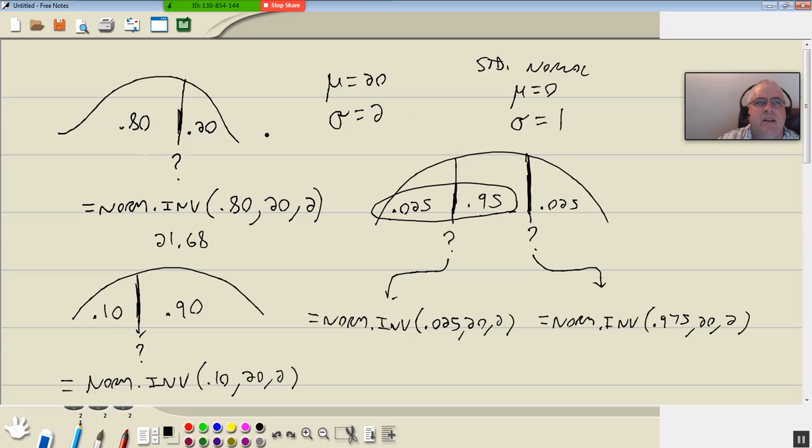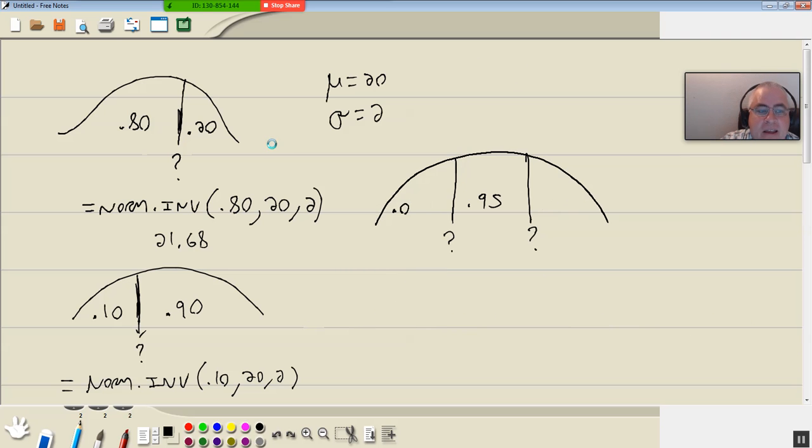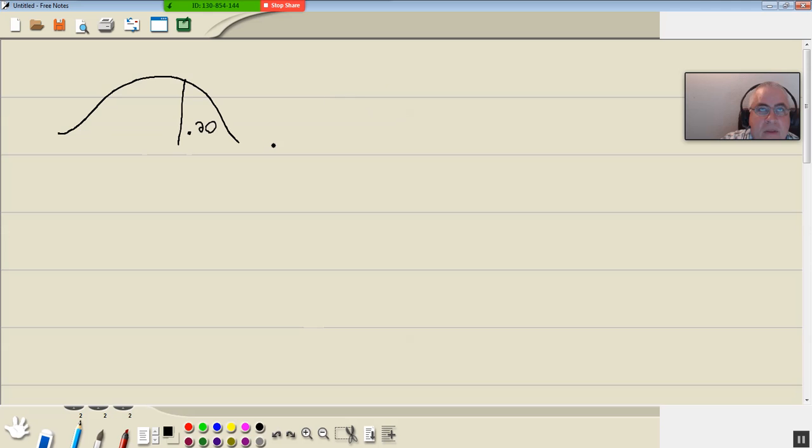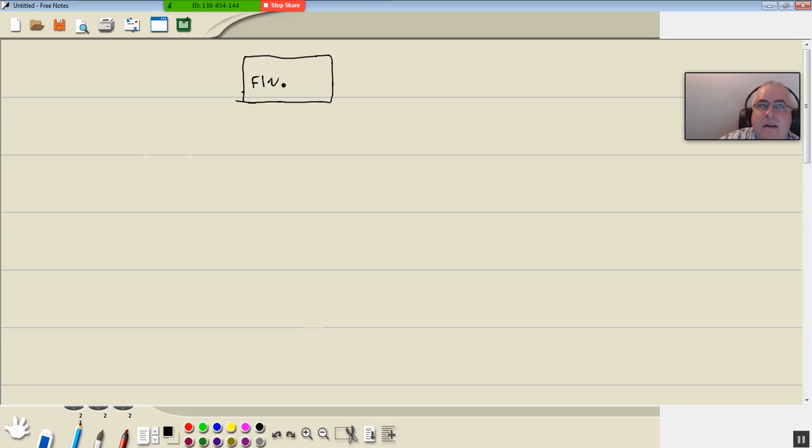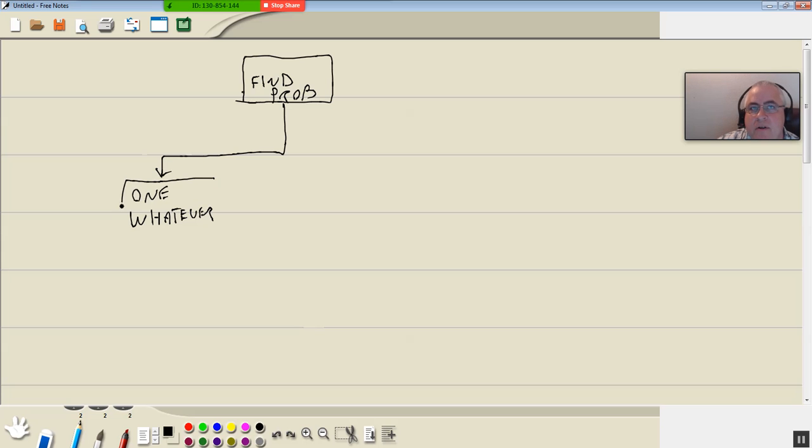Okay, so now we talked a little bit about that. Let's talk about the central limit theorem and the one versus many concept. We're going to find the probability. We're going to have 1 whatever and we're going to have many whatever.